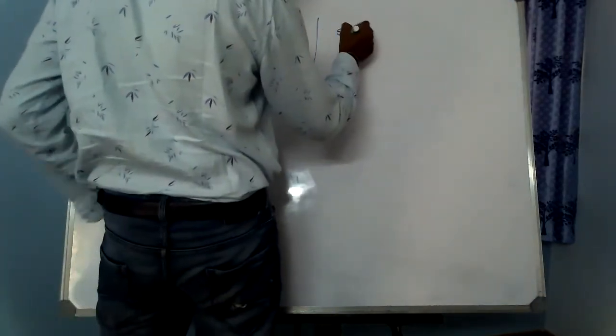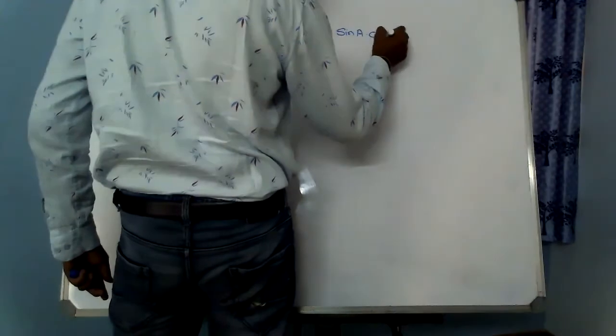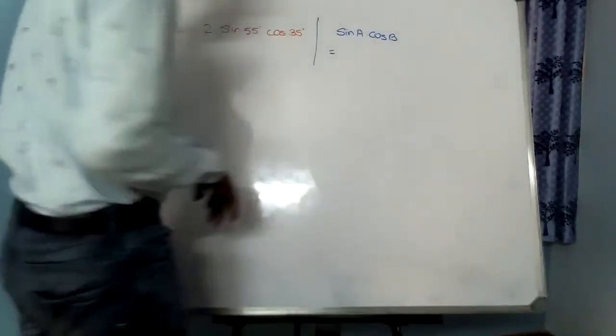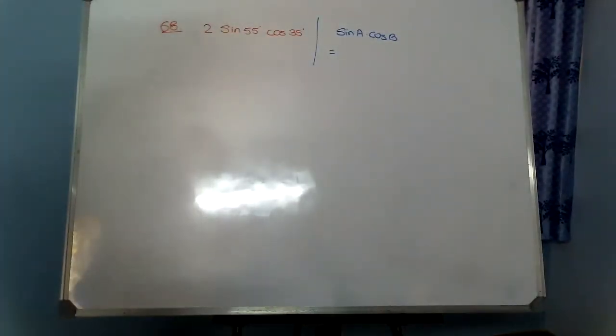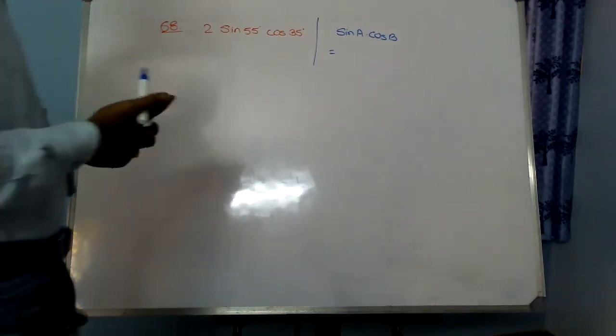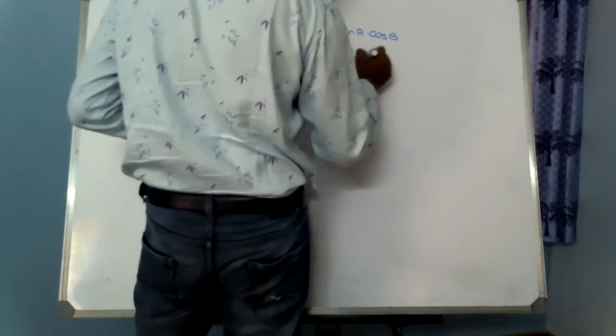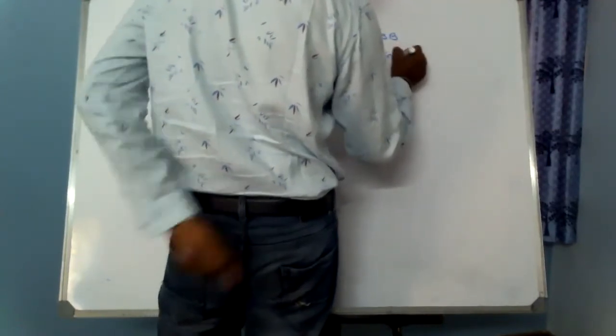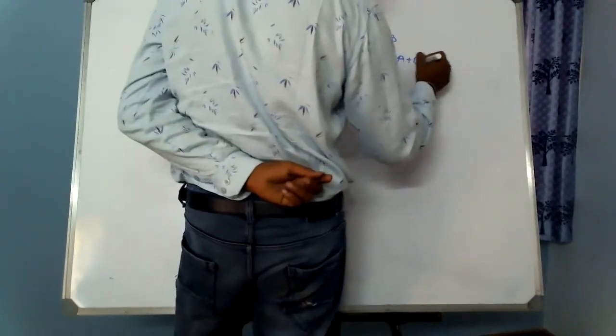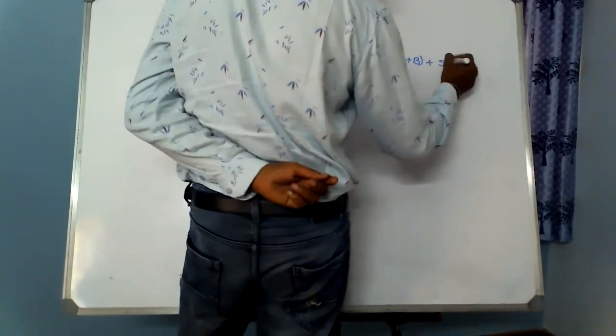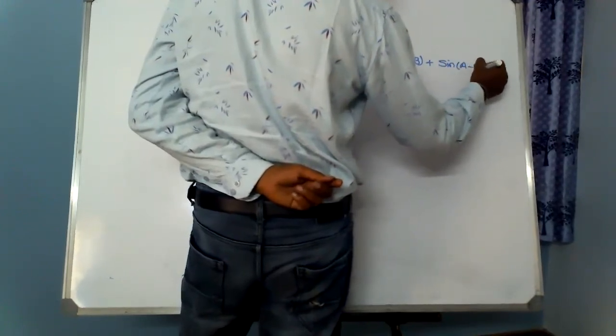If you remember, I had written a formula in the last question, the sine A into cos B formula. I'll write it again for your reference, or else you have to go back in the video to see it. What I've written was half of sine (A plus B) plus sine (A minus B). So 1 by 2 into sine (A plus B) plus sine (A minus B). This is what I've written.